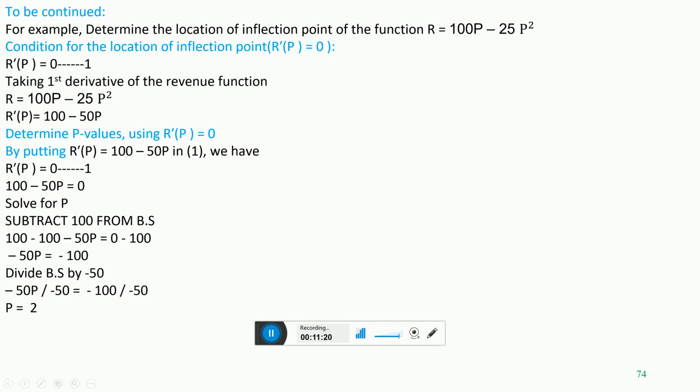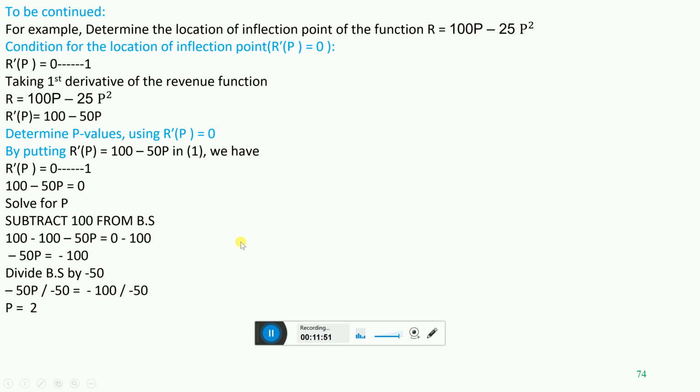This is the inflection point, and at this point the first derivative must be 0 at p is equal to 2. So let me check whether at p is equal to 2 the first derivative of the function is 0 or not. If this is 0, this is the location of inflection point. But if at p is equal to 2 the first derivative is not 0, then that is not the location of inflection point.